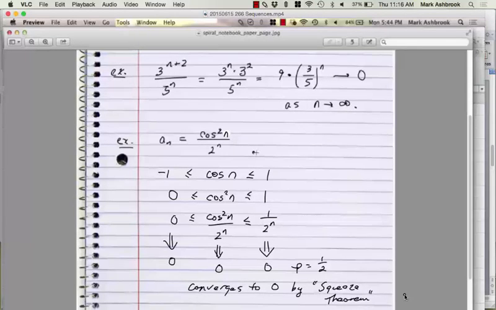And this is what's called the Squeeze Theorem. We have a sequence whose terms are always between 2 other sequences that converge to the same thing. So that sequence must converge to the same thing because it stays between them.